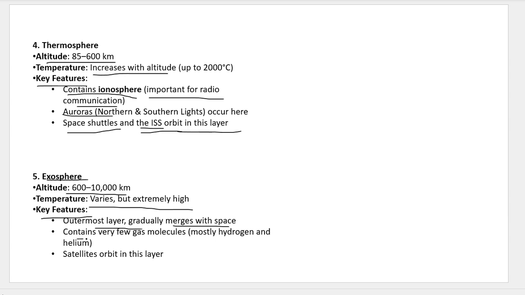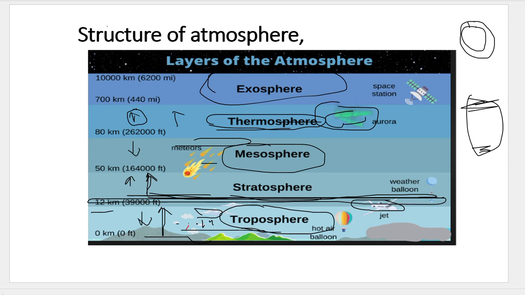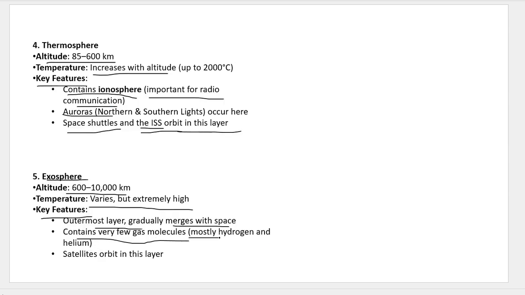It contains very few gaseous molecules because most of the gases are present in the troposphere. Around 70% of atmospheric mass is present in the troposphere. The remainder is in the other layers, and only a few gases are available in this exosphere, the last layer. Molecules, mostly hydrogen and helium gases, are present in the exosphere. And satellites, which the Indian Space Research Organization launches for multiple purposes, orbit in this layer, the exosphere.